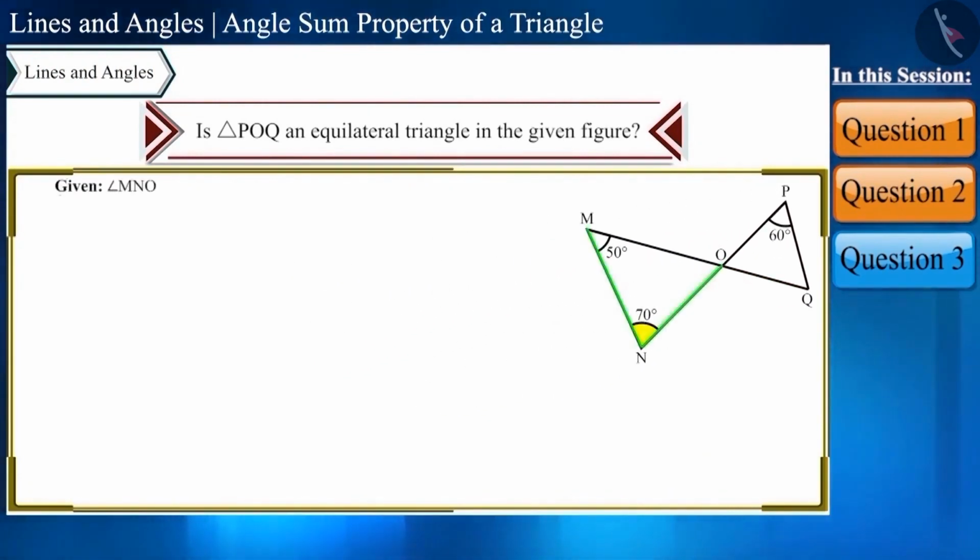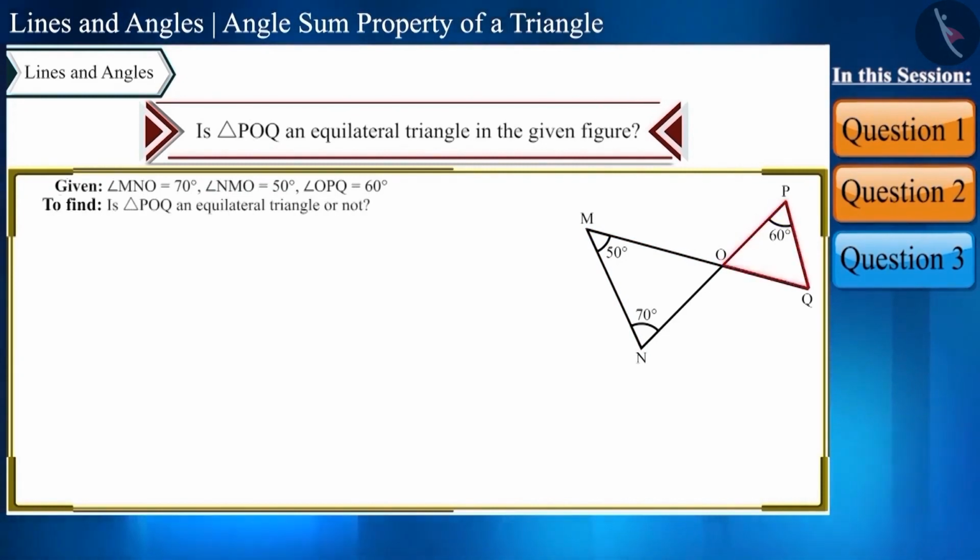Angle MNO equals 70 degrees. Angle NMO equals 50 degrees. And angle OPQ equals 60 degrees. We have to find out whether triangle POQ is an equilateral triangle or not. Friends, to find this out, we will find the values of all the angles of the triangle and see if all the angles are 60 degrees or not.